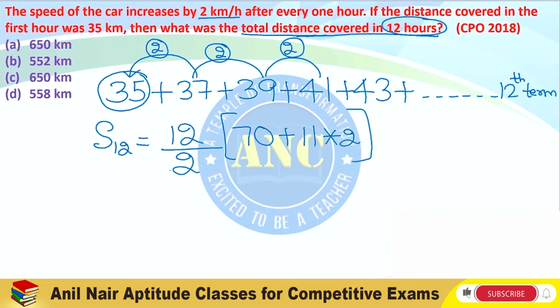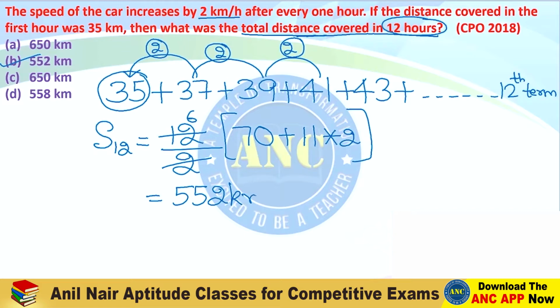If you simplify this, you will get the answer. So 2 into 1, 2 into 6. Basically, the answer should be a multiple of 6. 11 into 2 is 22, 70 plus 22 is 92, 92 into 6 is 552. The answer should be 552 kilometers for this question, which is option B. Option B should be the answer. It's a very simple basic concept of arithmetic progression.